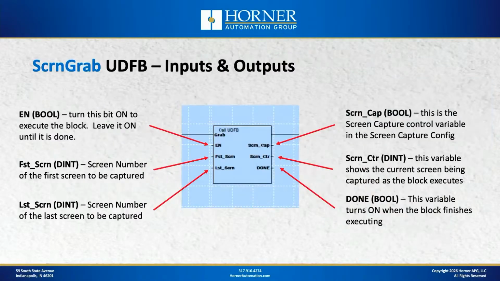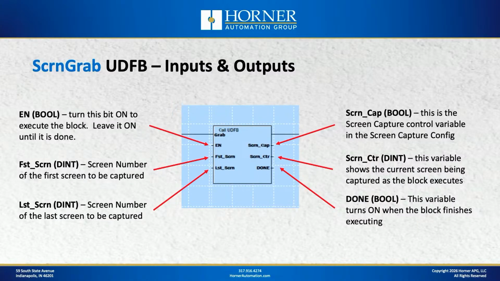Now let's take a closer look at that user-defined function block. It's called Screen Grab, and you'll be able to download it from the Horner website if you choose. It has 3 inputs and 3 outputs. The first input is the enable input. That's a Boolean. You need to turn that on and leave it on until it completely finishes with the screen captures. You'll specify through a couple of double integer variables the first screen and the last screen to be captured.